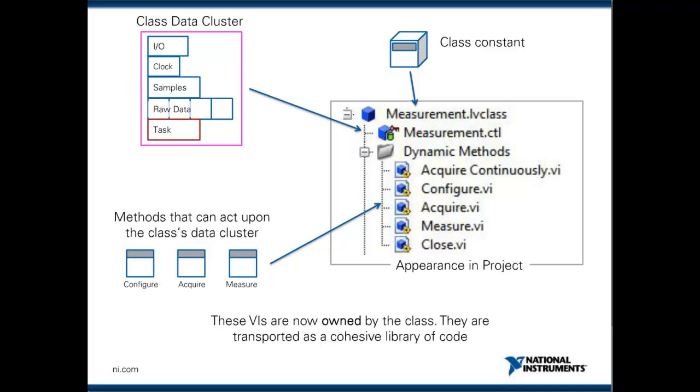And then as I mentioned earlier, the thing that sets a class apart from a cluster is that we actually have a set of VIs or methods that belong to that class, and only they have access to the cluster. So we denote that literally by adding VIs inside the class, and you can see in this tree view here that they're actually shown in the project beneath the class itself, indicating that they are owned by the class.